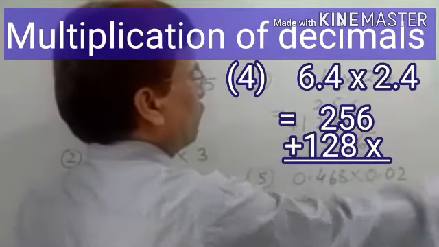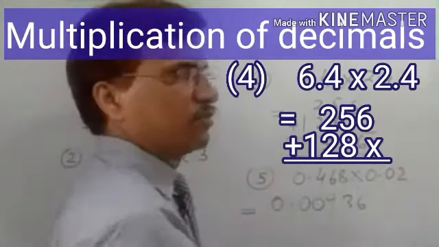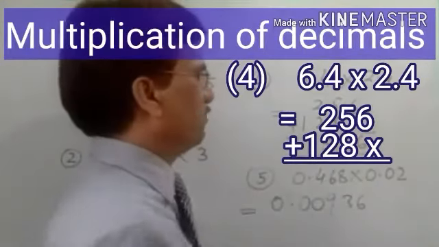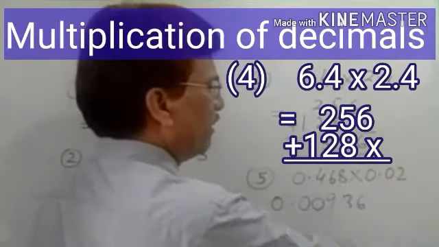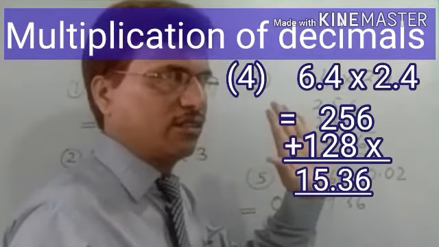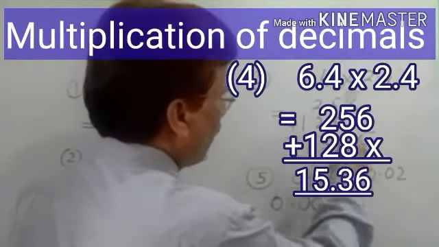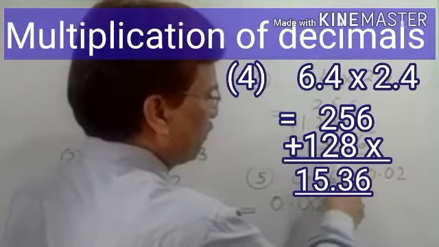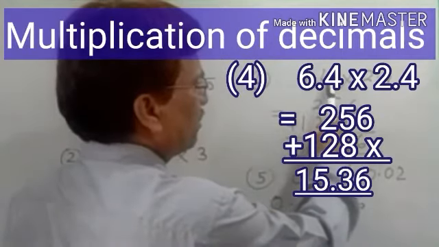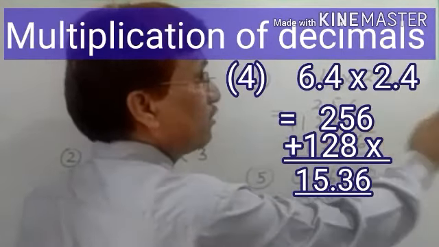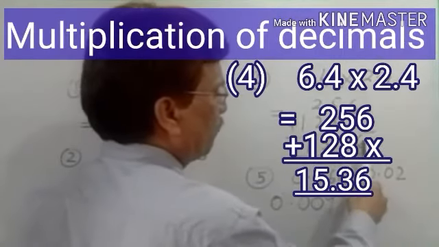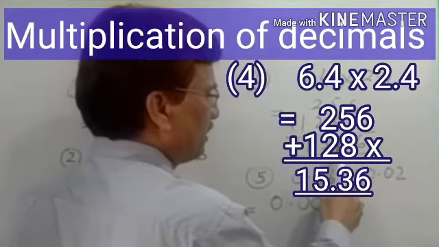Okay. Now question 4. 6.4 into 2.4. Both are decimal numbers. So first we multiply 64 by 24 ignoring the decimal. We get 1536. Students, you know how to multiply the numbers. So we get 1536. After the decimal 1 digit, after the decimal 1 digit, total 2 digits. So we have to put the decimal after 2 digits from the right. 1, 2. We have to put the decimal here.